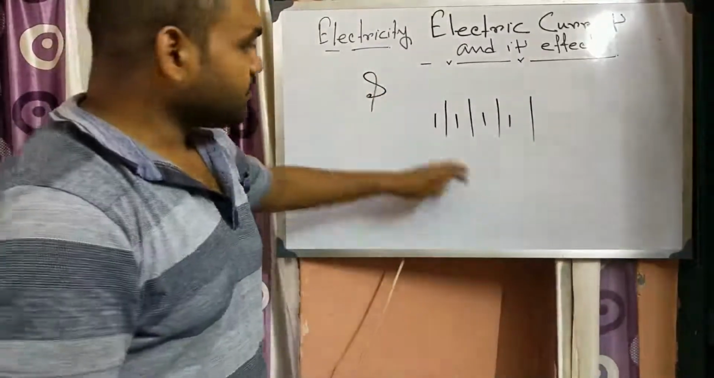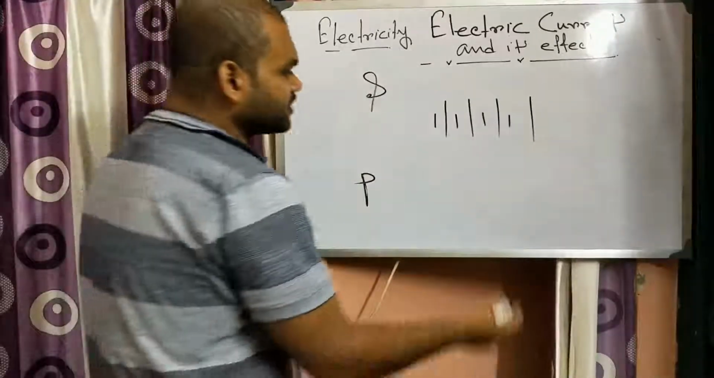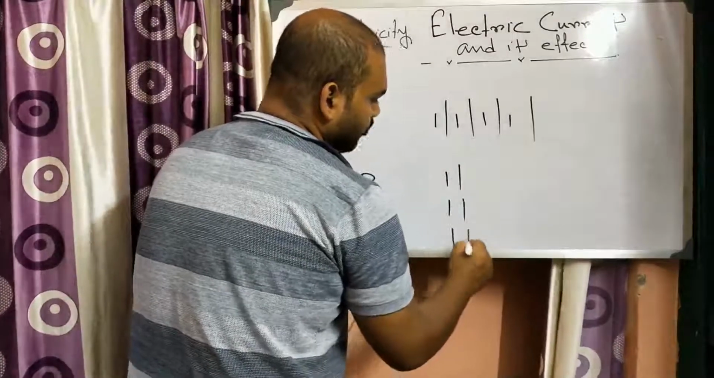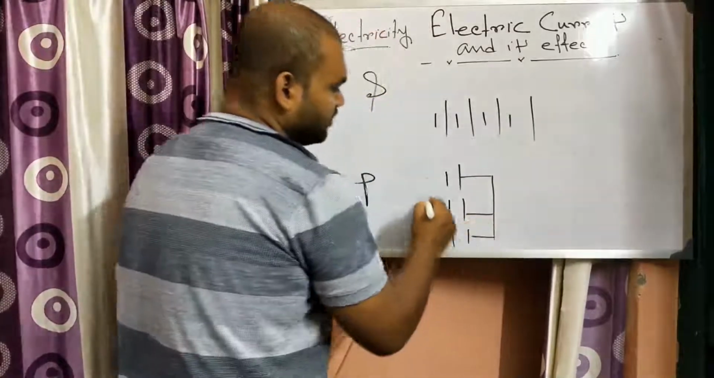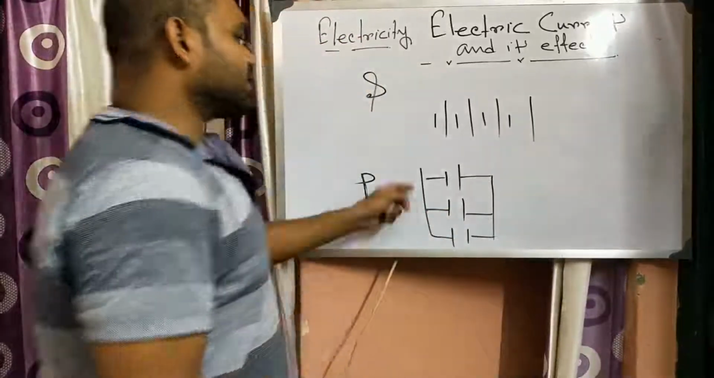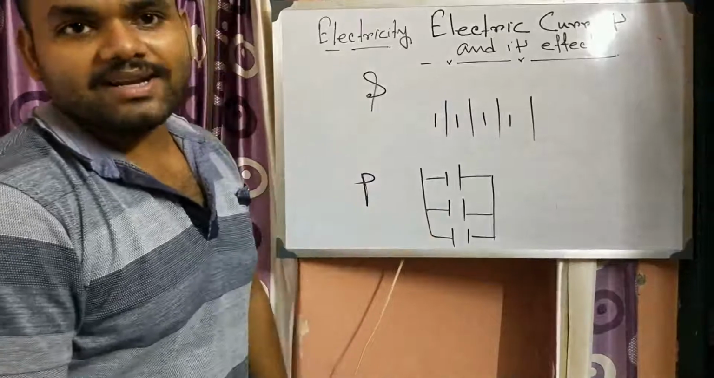And in case of parallel combination, what happens? All the positives are connected to a particular terminal like this, and all the negative terminals are connected like this. If this kind of combination occurs, then this is known as parallel combination.